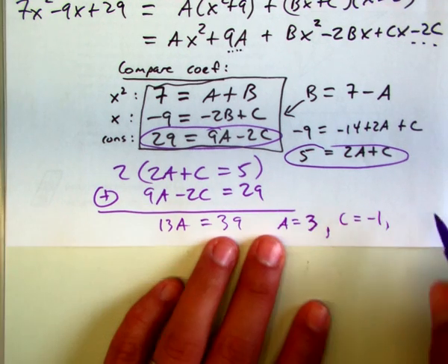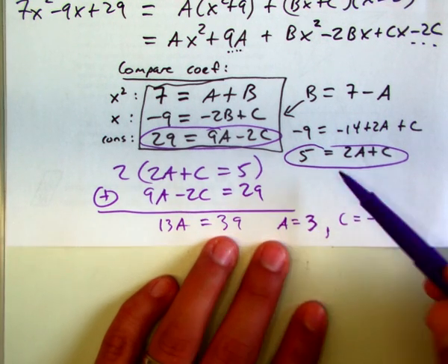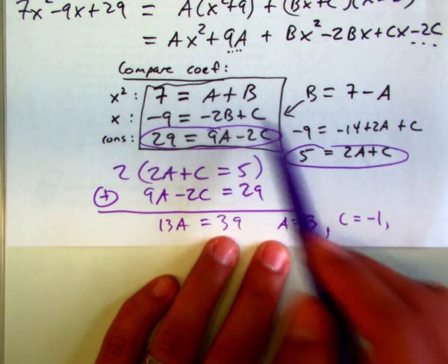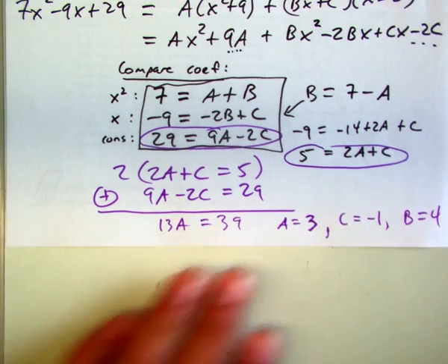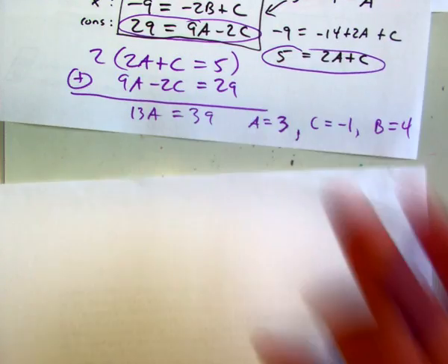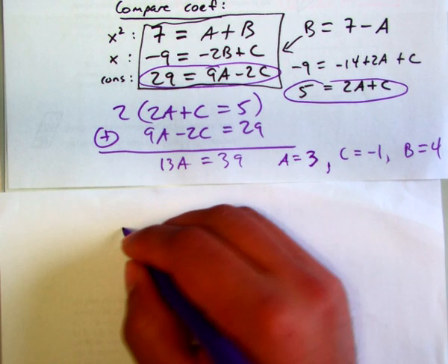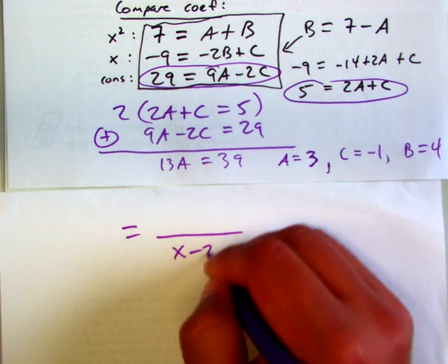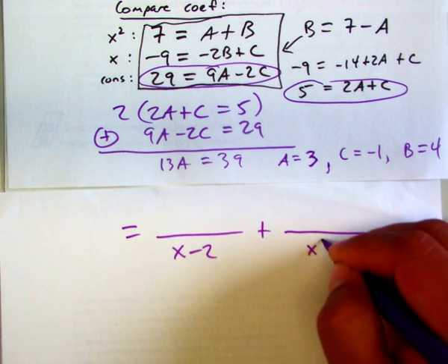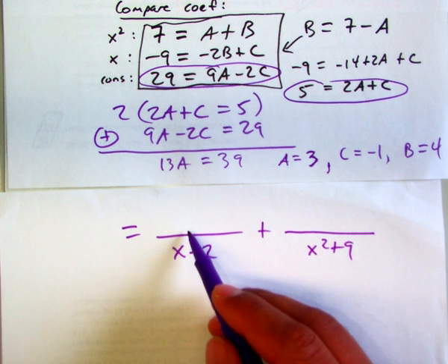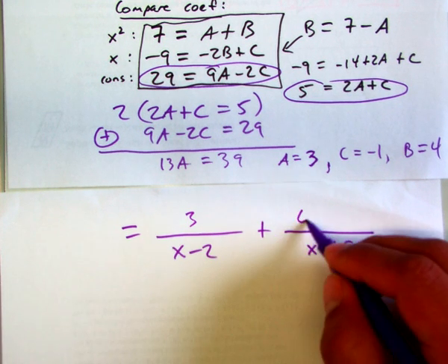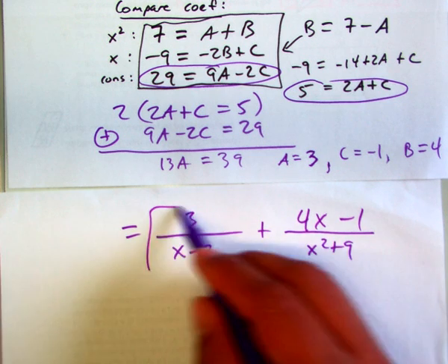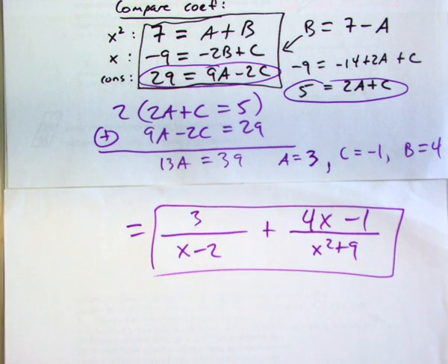And then now that I know what A and C are, maybe I'll just use the first one. If A is 3, then B has to be 4. So see, it's not too bad. And now we can write our answer. Our answer was something over (x minus 2) plus something over (x squared plus 9). Here we have A, so that's 3. And then it was bx plus c, so 4x minus 1. And this is the decomposition for the last example.